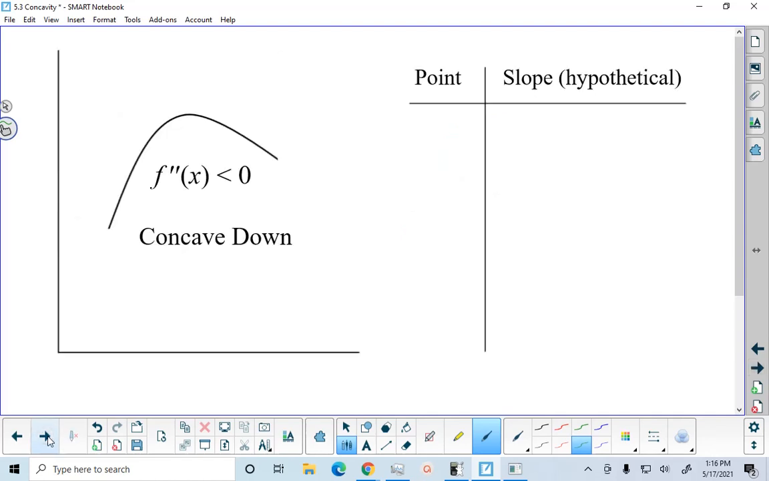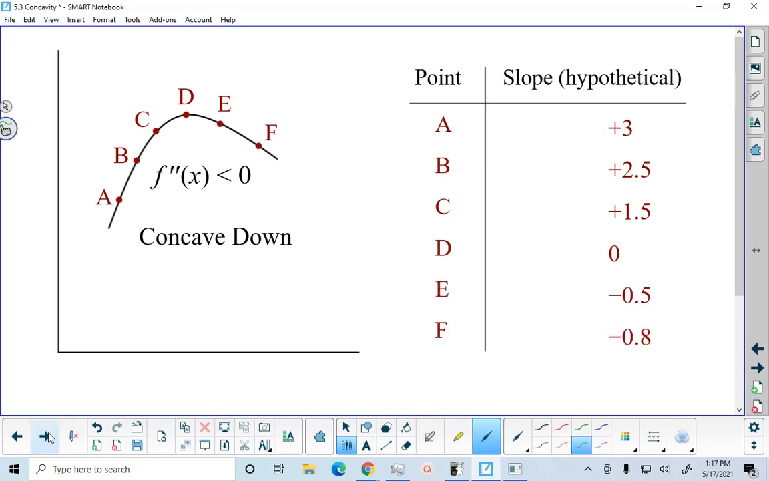Briefly here to demonstrate this to you, the same kind of thing. I'm going to pick a number of points. Well, I'll back up. I don't want to rush through this. Point A might have a slope of 3. Point B still has a positive slope, but it's not nearly as steep, maybe 2.5. C might be 1.5. D has a slope of 0. E has a slope that's negative, maybe negative 0.5. And F is maybe negative 0.8.